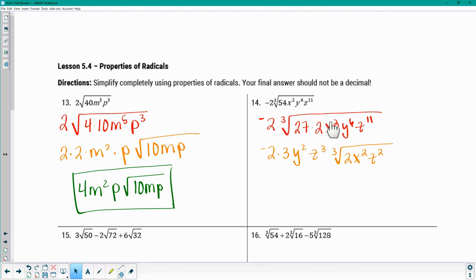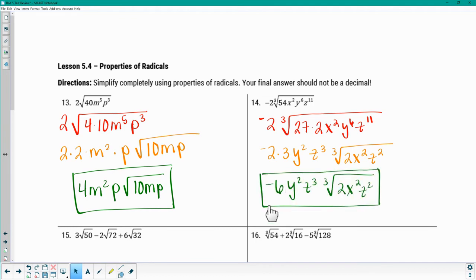And then 3 goes into 6 twice, which is why 2 y's came out. And 3 goes into 11 three times with 2 left over. So don't forget to also keep it very clear to you, especially in your writing, that this is z cubed and the cube root of. A lot of times one of these just happens to disappear. Always double check your work, leaving me with negative 6y squared z cubed cube root of 2x squared z squared.